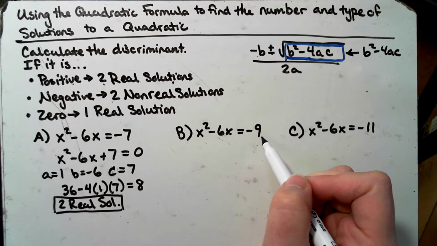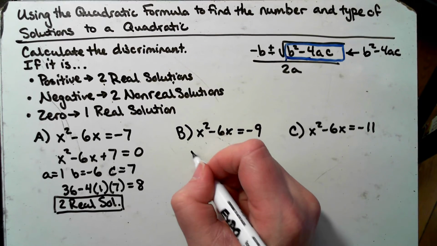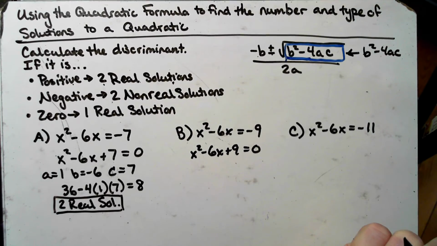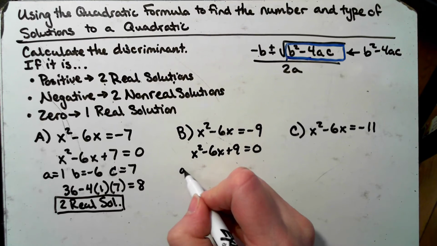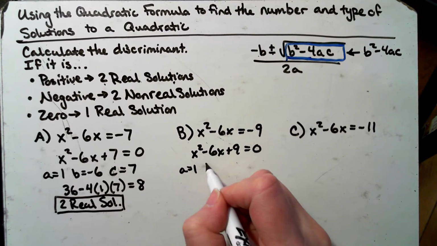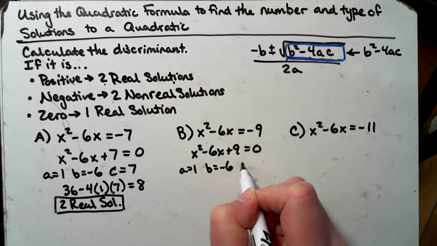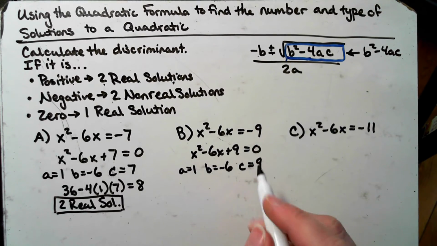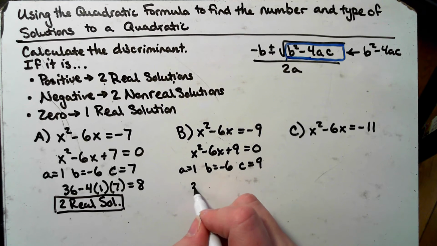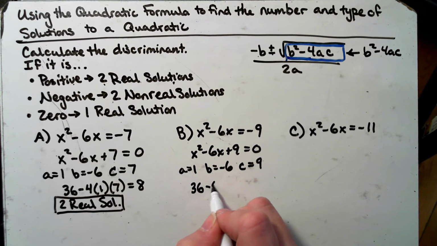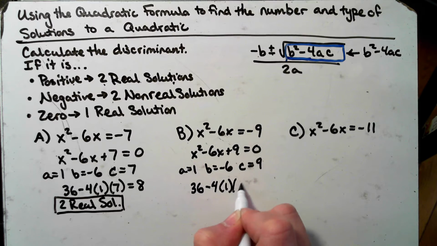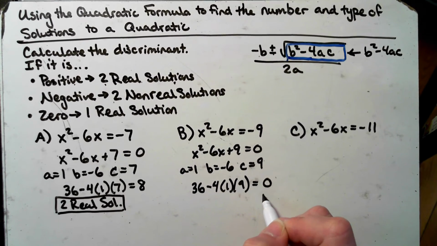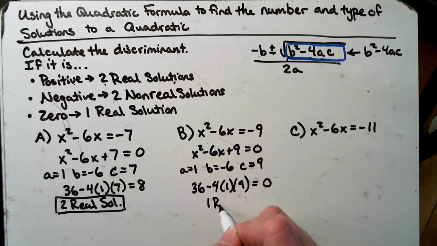So let's do it again. Again, I'm going to get everything to the same side. Okay, now I'll identify a, which is 1, b, which is negative 6, and c, which is 9, and I'll put them into my formula. b squared is positive 36 minus 4 times 1 times 9. This is 36 minus 36, which is 0, so there is one real solution.